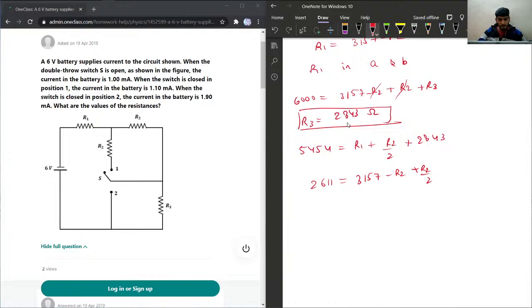So 3157 minus 2611, that is 546. This will be minus because this will come here, and it will be minus R2 by 2. So minus minus will get cancelled, and into 2 this is 1092 ohms. Then 3157 minus this answer is 2065 ohms.